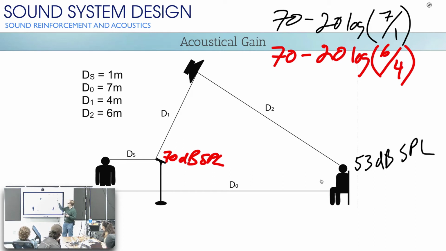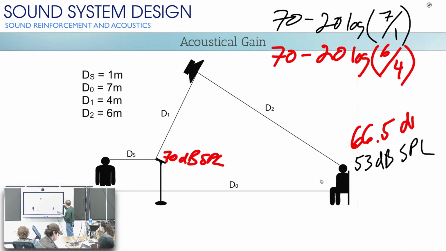So you said 20 times log of 6 divided by 4 is 3.5? Is that what you said, Dan? Yeah, mine is 20 log 6 divided by 4 is 3.5. So 70 minus 3.5 is what? 66.54. I got 4, 7, but we'll call that 5.